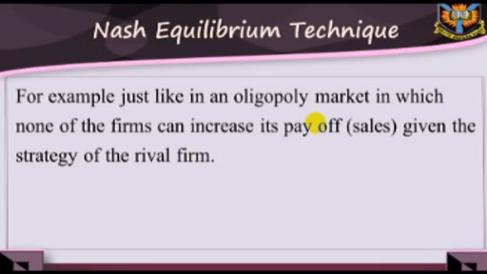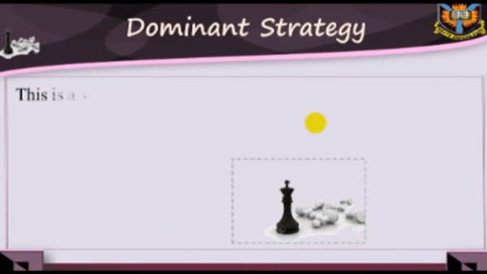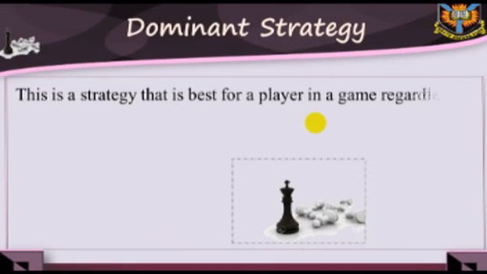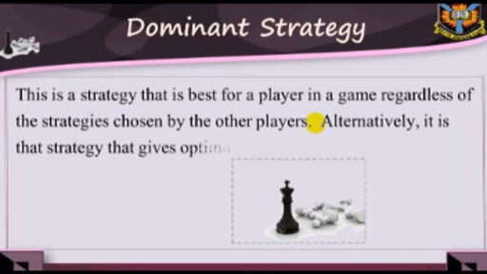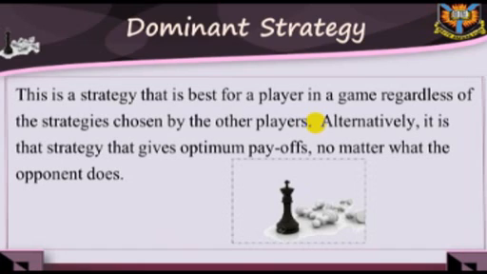Dominant strategy. This is a strategy that is best for a player in a game regardless of the strategies chosen by the other players. Alternatively, it is that strategy that gives me optimum payoff no matter what the opponent does.